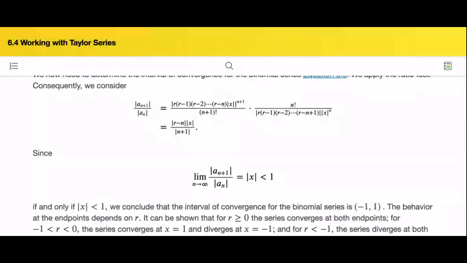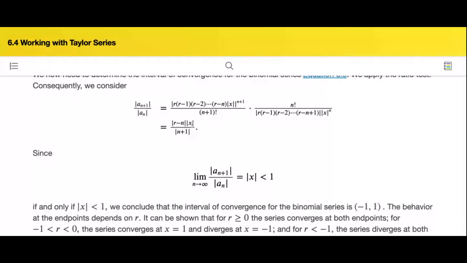Okay, so when we take a limit, when n goes to infinity, what's the limit of this? r minus n divided by n plus 1. Well, the absolute value of r minus n can be written as the absolute value of n minus r, right? So in the numerator, we have n. In the denominator, we have n divided by n, that's 1. So the ratio regarding n is just 1.